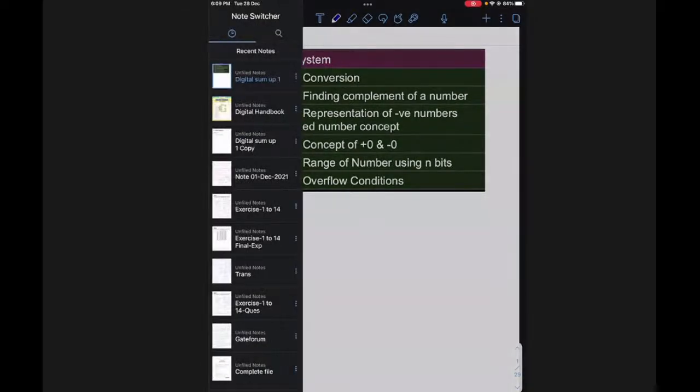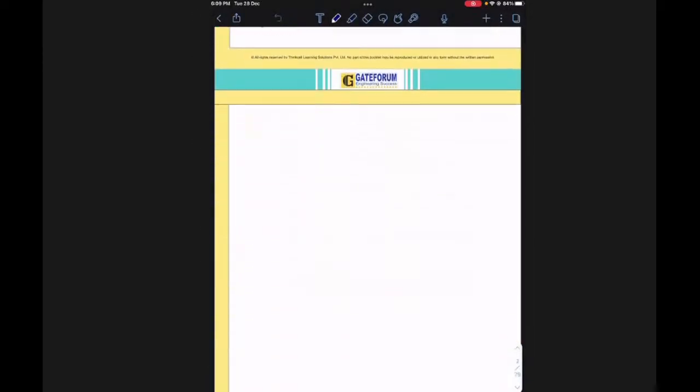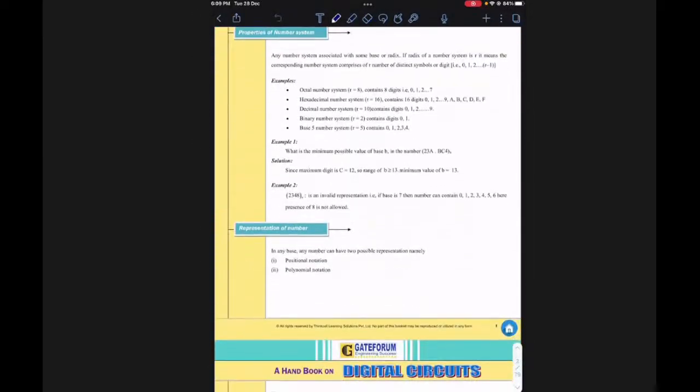So basically, like this, any number system. Okay, so some concepts, let me give you. If a number system's base is B or base is R, it means it has R number of distinct symbols. If you see, any number system is associated with some radix or base. If the radix of a number is R, it means the corresponding number comprises R distinct symbols, that is, the digits from 0 to R minus 1. And the property of this radix or base is that it is always a positive integer.